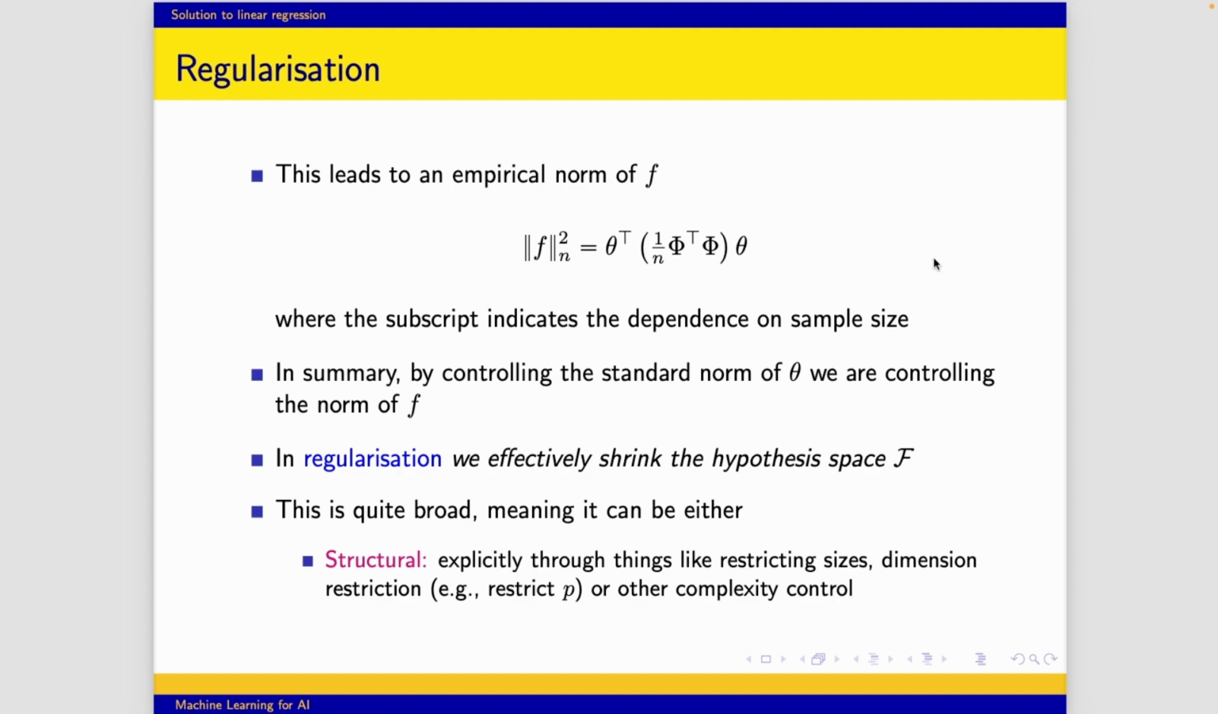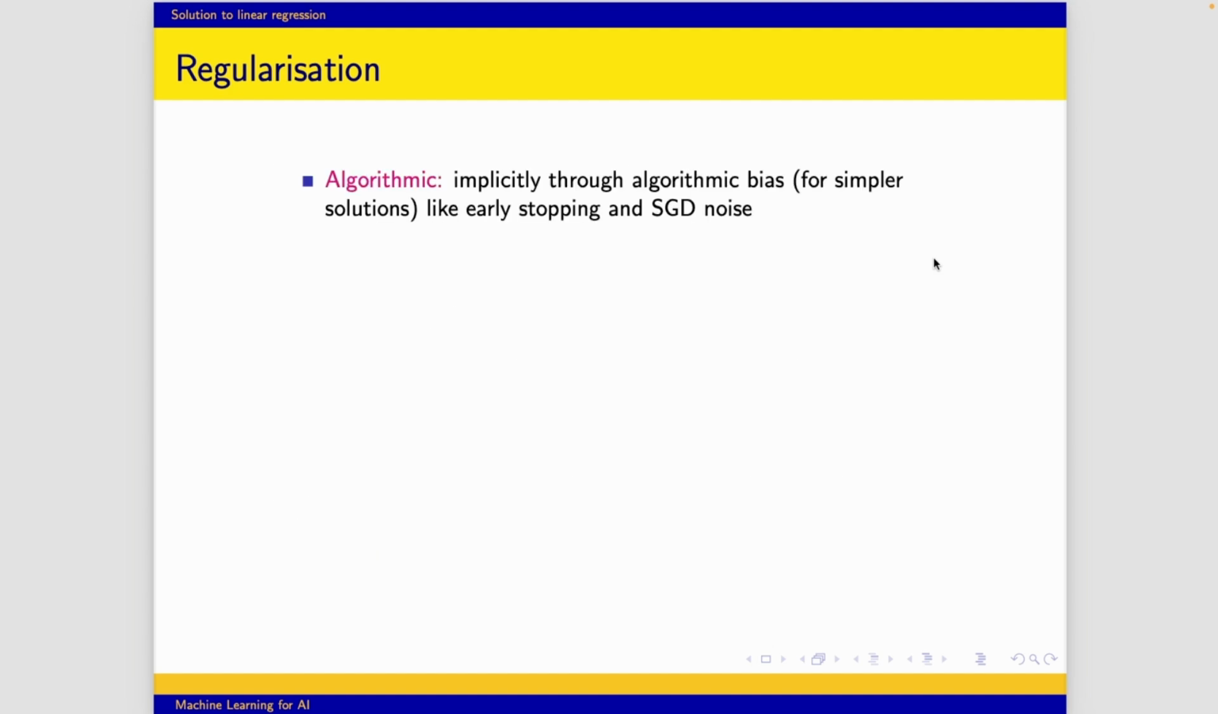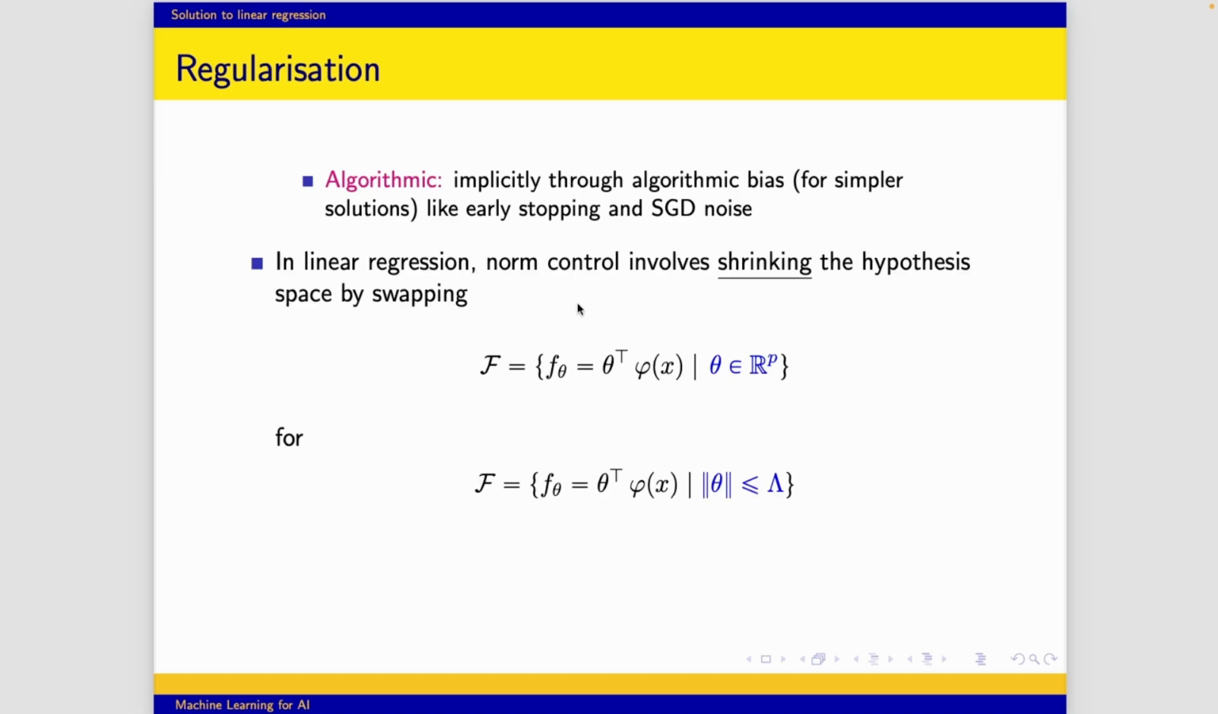Now, the other type of regularization we can call algorithmic, and this is implicit, so we don't explicitly restrict or reduce the size of the hypothesis space. We do it implicitly, and this is through things like early stopping in neural networks, injecting noise into stochastic gradient descent, and other things like pooling and dropout. So what we're going to focus on is the structural type, and in particular norm control. So this involves, as I say, restricting the sizes of the functions that we allow.